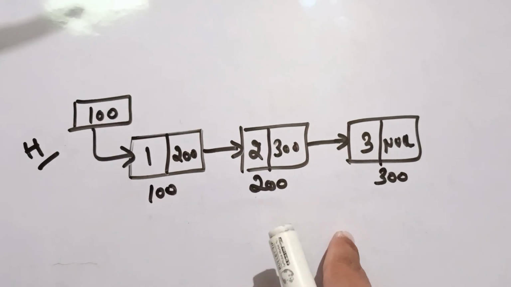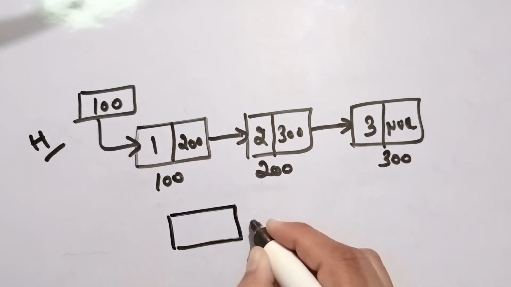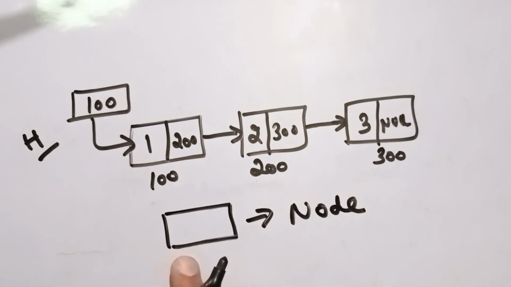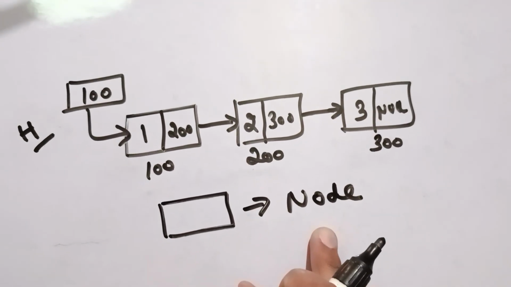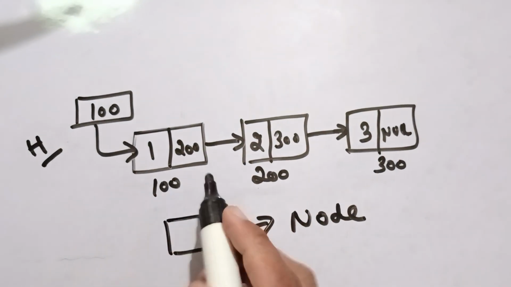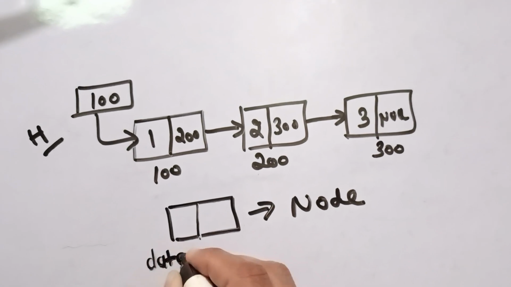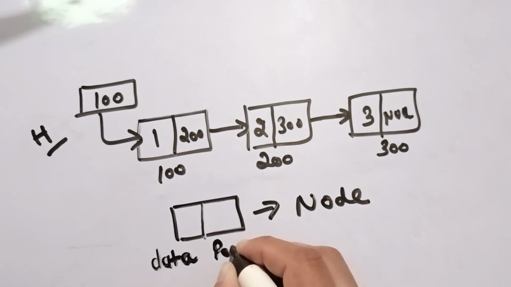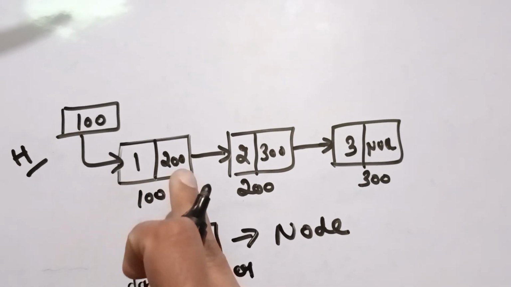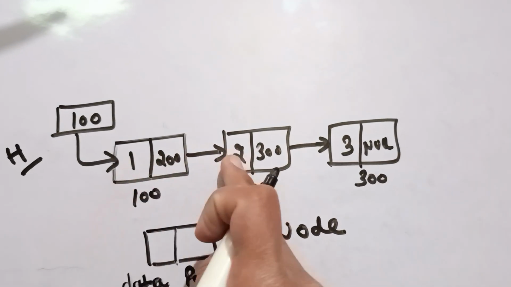Okay, so let's understand what these boxes are. Now these boxes are called nodes. Okay, so these boxes are called nodes, and each node has two parts. The first one is data and the second one is pointer. As you can see, now you know that these are nodes and each node has two parts.